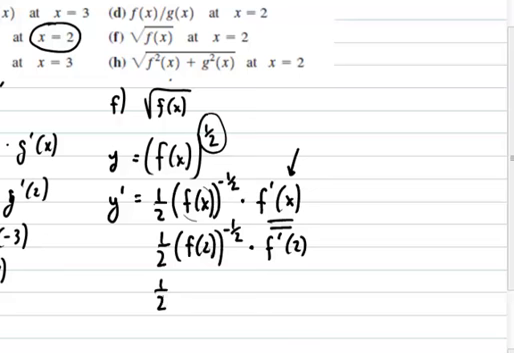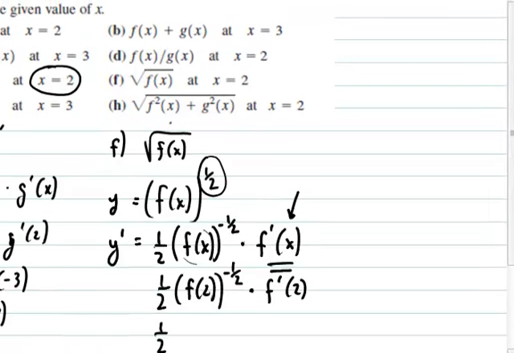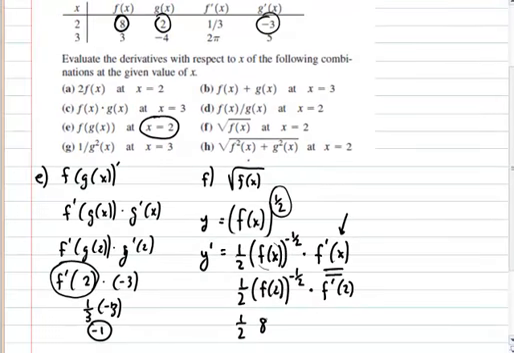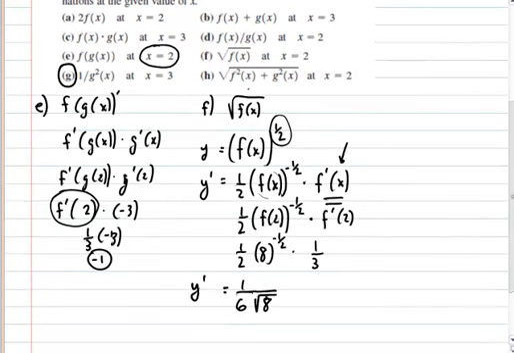So let's just plug in our values. F of 2, let me look at the table. F of 2 is 8. So 8 to the negative 1/2 power times f prime at 2, which is 1/3. When we combine all this, we have 1/6, and then the radical 8 is in the bottom. Now if you want to simplify that, be my guest, but I think that's good enough for demonstrating the chain rule. Now we'll go on and work on part G.